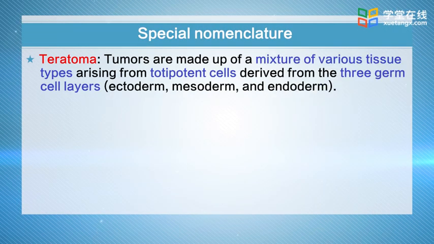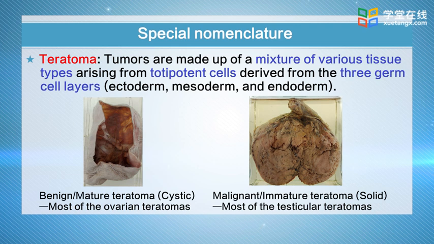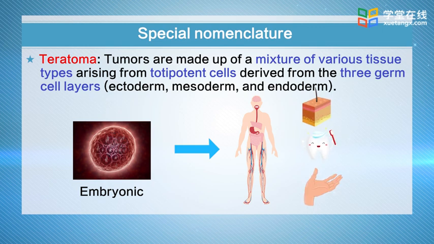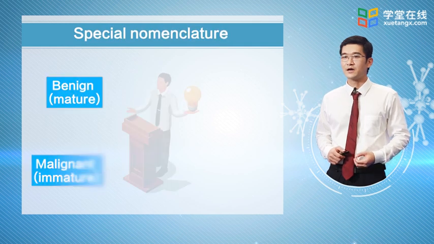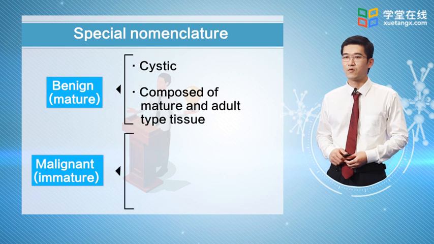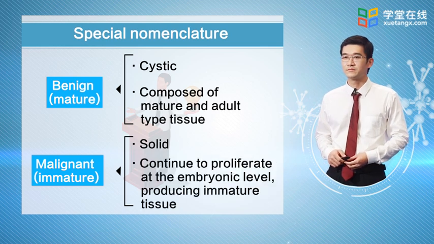A teratoma contains a mixture of various tissue types arising from totipotent cells derived from the three germ cell layers. Most common sites for teratomas are ovaries and testes. The tumors consist of a mixture of tissue at varying stages of differentiation, from the most undifferentiated embryonic tissue to the most mature adult type, such as skin and its appendages, teeth, digits. Teratomas may be benign or malignant. The former tends to be mostly cystic and composed of mature adult type tissue, whereas the latter tends to be solid and may continue to proliferate at the embryonic level, producing tissues of all degrees of immaturity.